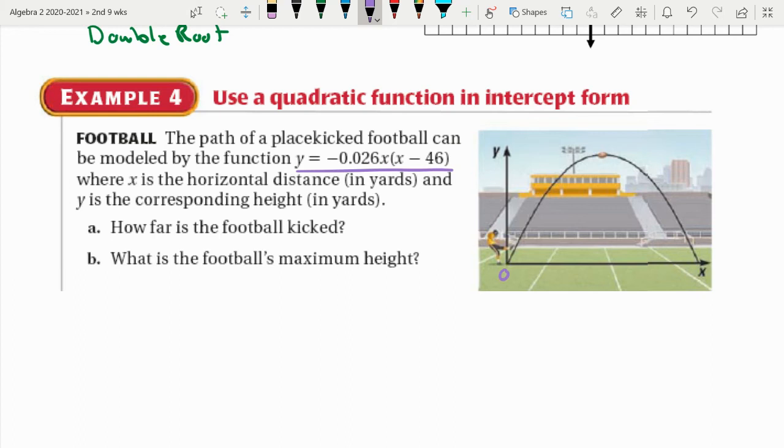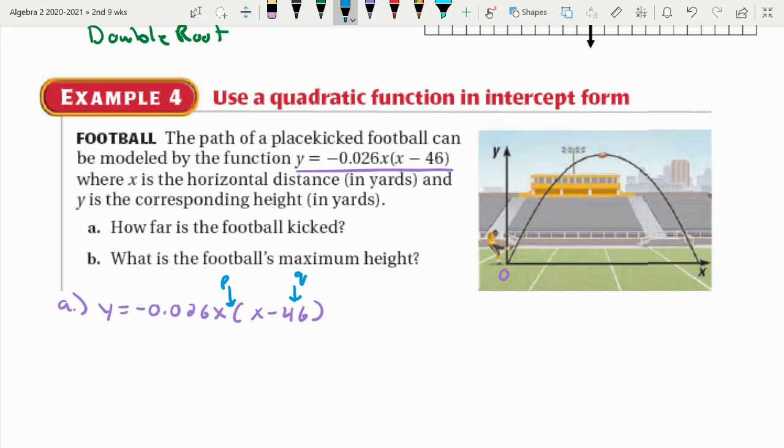All right, so I'm going to talk a little bit about the equation. All right, so let's say I have y equals negative 0.026 x times x minus 46, right? That's the equation they gave us. All right, now, let's keep in track here. P is here, Q is here, all right? And I'm going to rewrite it and kind of show you a little bit different way.